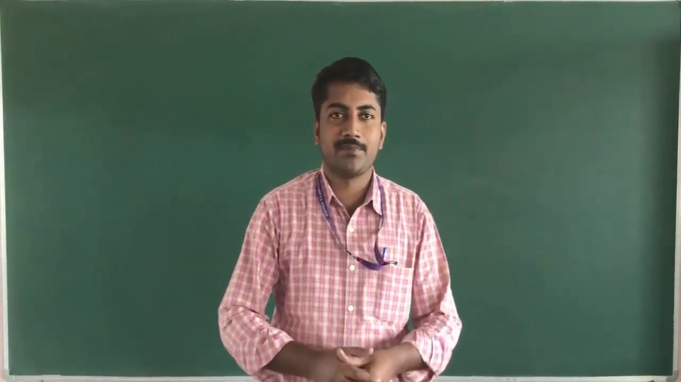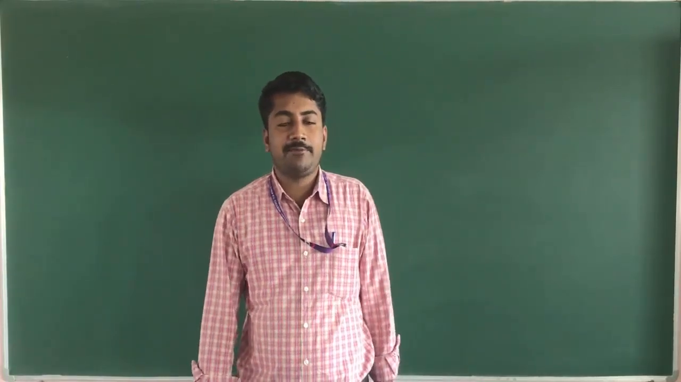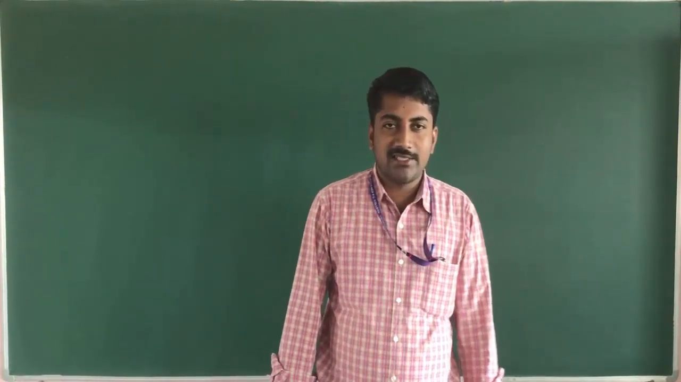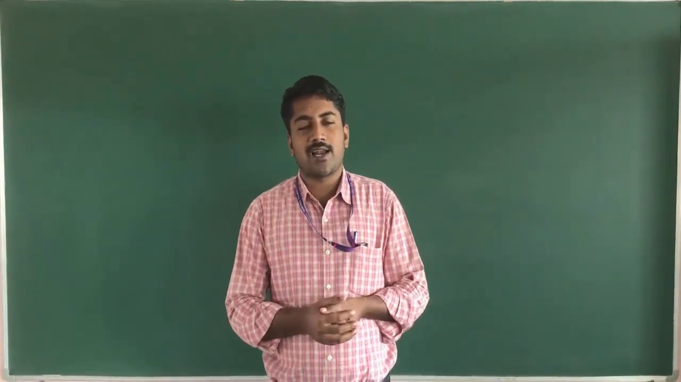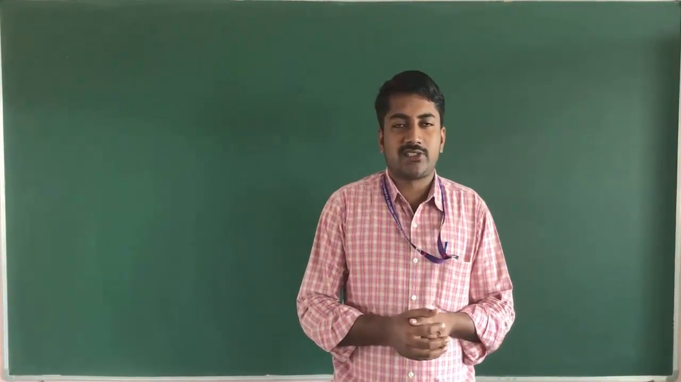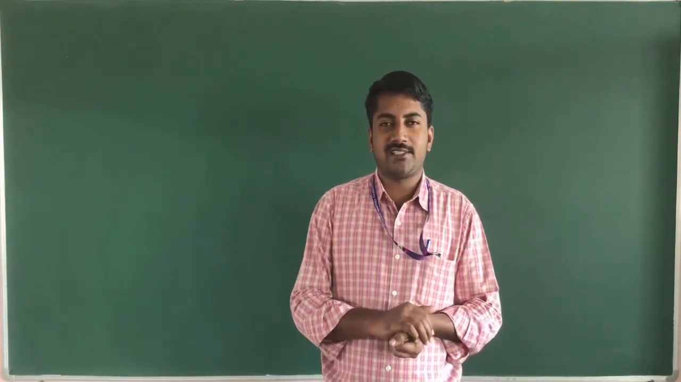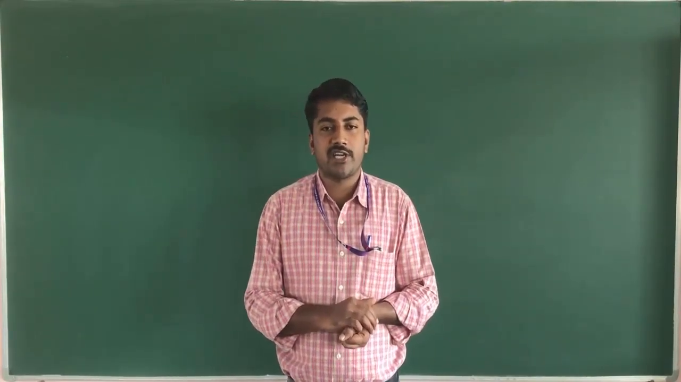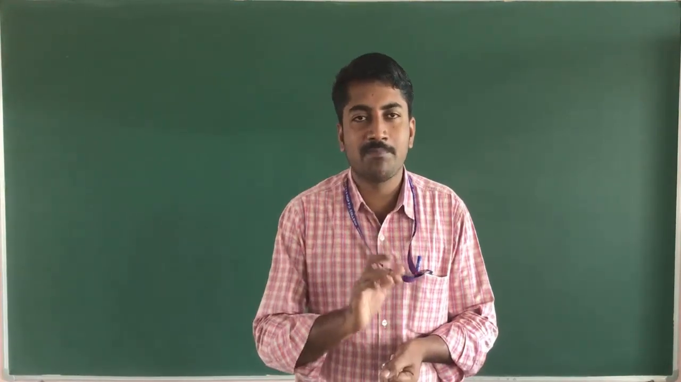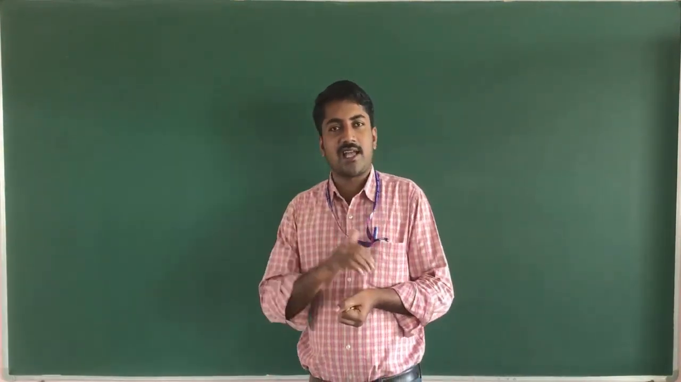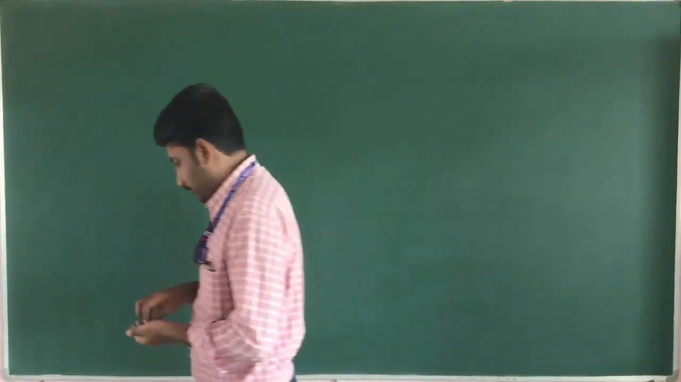Okay, dear students, in this class I am going to discuss the magnetic field due to the toroid, and this is the third application of Ampere's circuital law. In the previous class I already discussed the statement and explanation of Ampere's circuital law and the first application, that is the magnetic field due to a long straight current carrying conductor, and the second application, the magnetic field due to the solenoid. In this class, I am going to discuss the magnetic field due to the toroid.